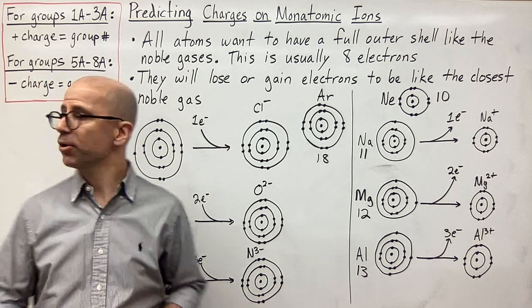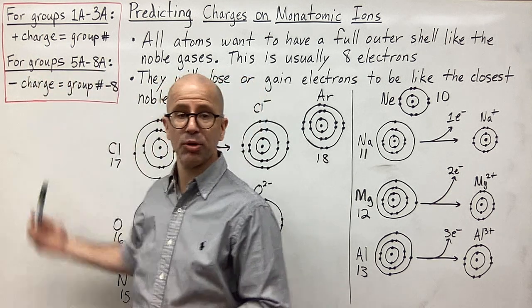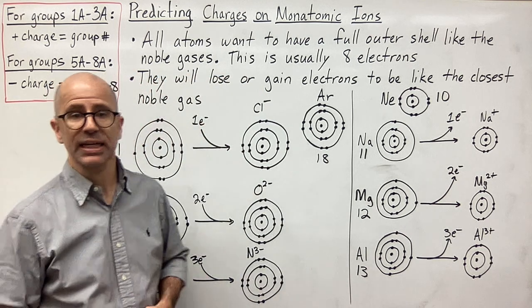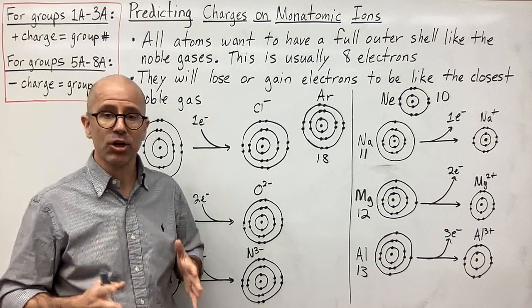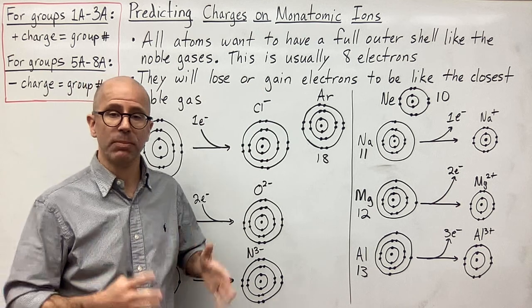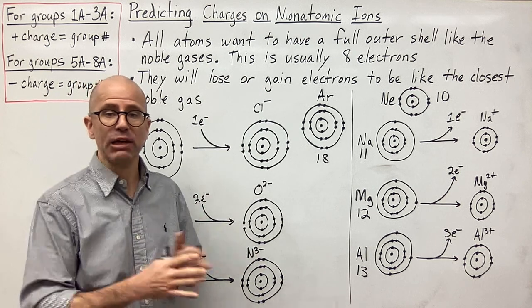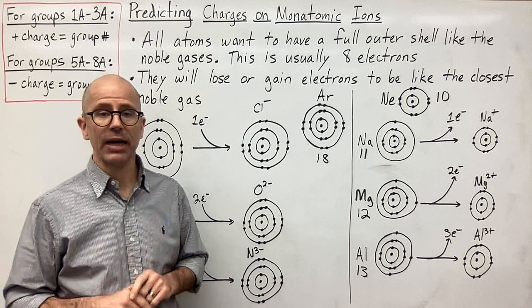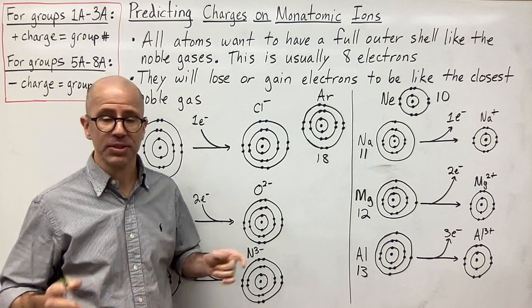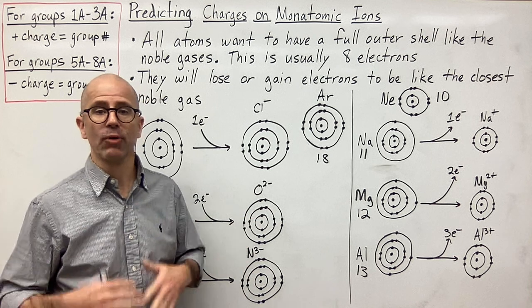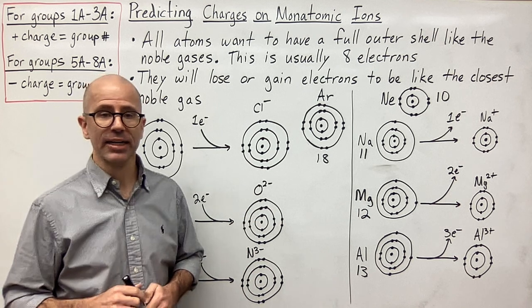So you can use this to help you remember what the charge is going to be for your monatomic ions in the main group elements. This only works for main group elements where the group number is the A group number, 1A through 8A. So you can't apply these to transition elements. It won't work for the transition elements, only for the main group or representative elements in the periodic table.